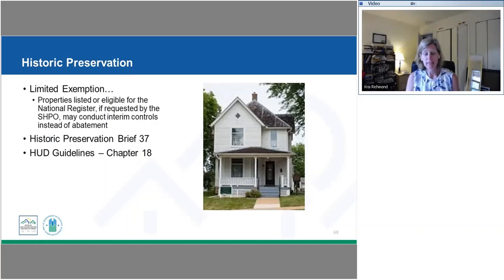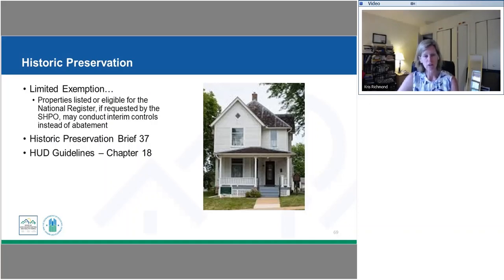Now, there may be a limited exemption if the property you're working with is listed or is eligible for the National Register of Historic Places, or is contributing to a National Register Historic District. If you're working with historic properties that fall on one of those lists, there may be times when you can use interim controls rather than abatement. This has to be done in cooperation with the SHPO, your State Historic Preservation Officer.